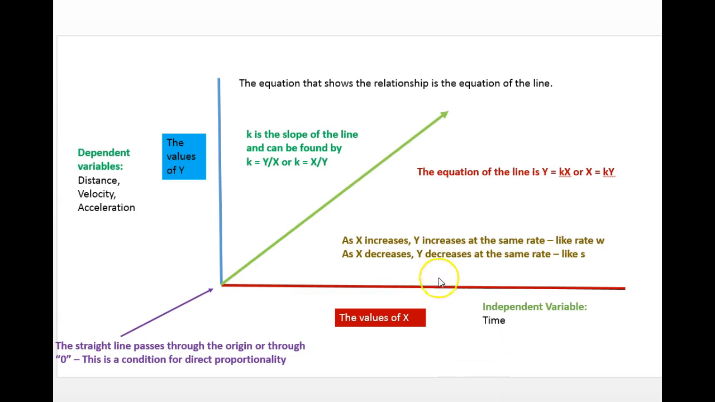Okay. k is given as the slope. k is the slope of the line. First of all, this is the equation of the line: y is equal to kx, or x is equal to ky, and therefore you can use some algebra to convert it, so that k is equal to y over x, or k is equal to x over y.